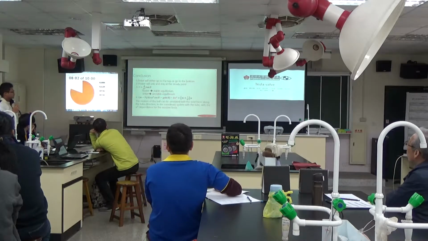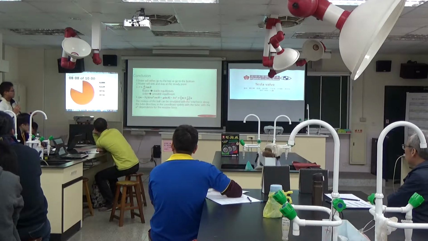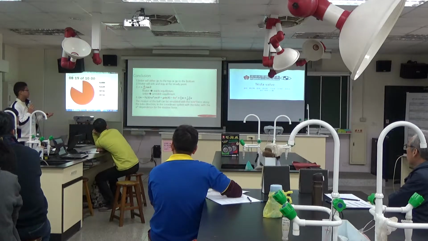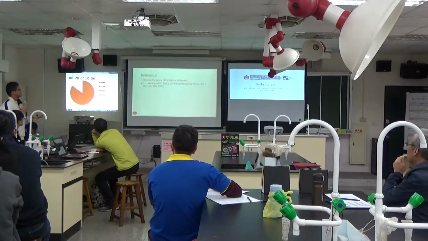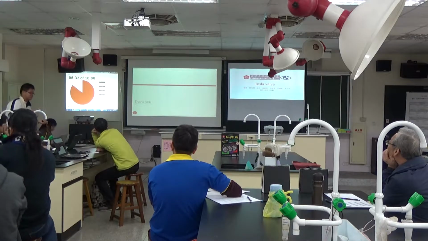And the fourth is we can write the equation of motion of the ball like this. We need to introduce drag force when the ball starts moving, and the drag force is proportional to V squared. The motion of the ball can be simulated with the total force along the tube direction in a coordinate system with the tube, with a V-squared dependence for the resistance force. And that's all. Here are our references. Thank you so much.